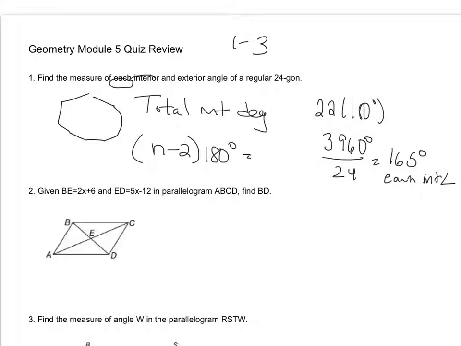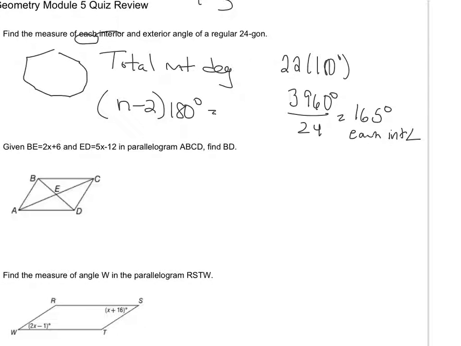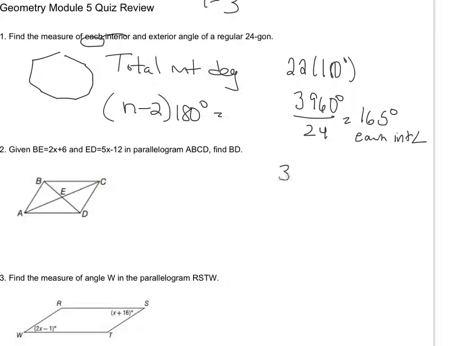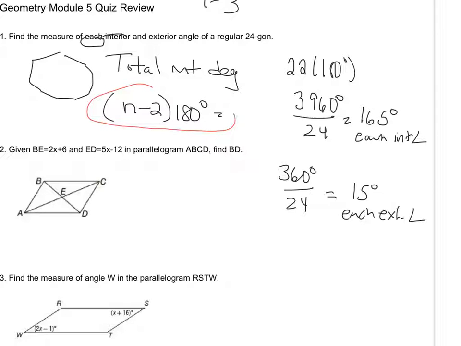Each interior angle is 165. Now for exterior, if you recall, exterior angles always add to 360, no matter how many sides there are. And I simply divide that by 24 to get each exterior angle. And that is, of course, going to give me 15. So that's each exterior angle. So the big formulas to remember: this is the total number of interior degrees, and the total number of exterior degrees is always just simply 360.